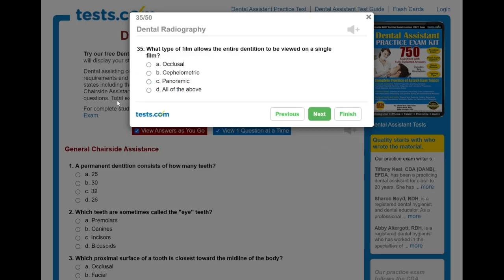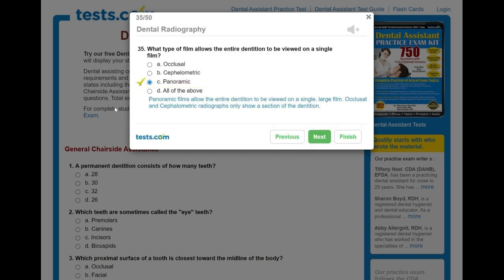Dental radiography. Question 35. What type of film allows the entire dentition to be viewed on a single film? A. Occlusal. B. Cephalometric. C. Panoramic. D. All of the above. C. Panoramic. Panoramic films allow the entire dentition to be viewed on a single, large film. Occlusal and cephalometric radiographs only show a section of the dentition.